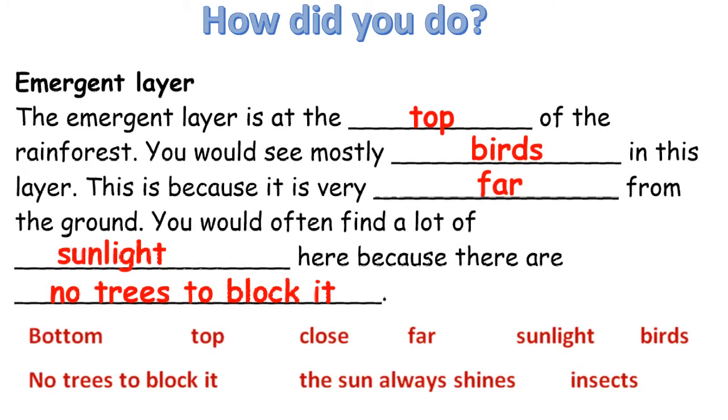So the emergent layer is at the top of the rainforest. You would see mostly birds in this layer. This is because it's very far from the ground. You would often find a lot of sunlight here because there are no trees to block it. Okay, hopefully you did okay on that and you read your paragraph afterwards to make sure everything made sense. Good, let's move on.